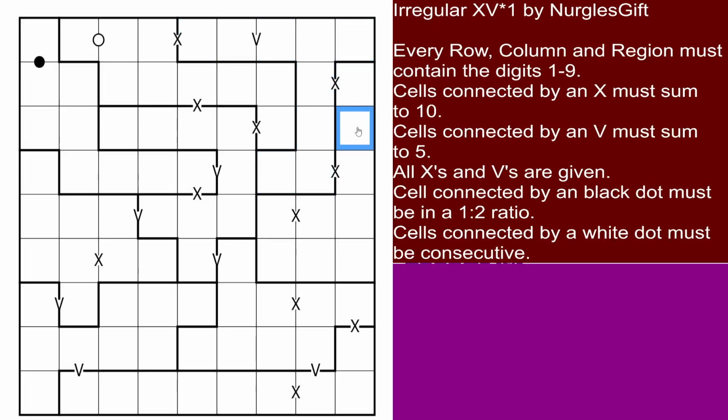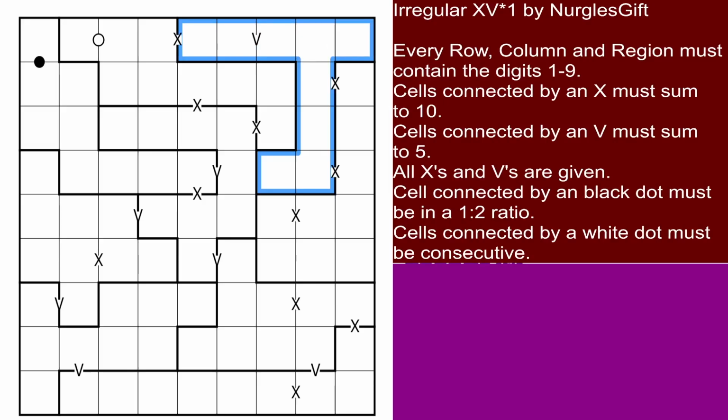So yeah, let's read the rules. Every row, column, and region must contain the digits 1 to 9. So this is irregular Sudoku, and in irregular Sudoku, you do not have the regular 3 by 3 boxes, but you have these kinds of irregular boxes. Albeit they still have 9 cells in each region.